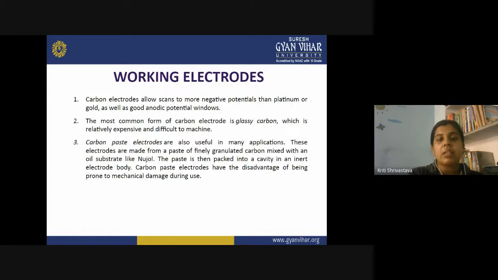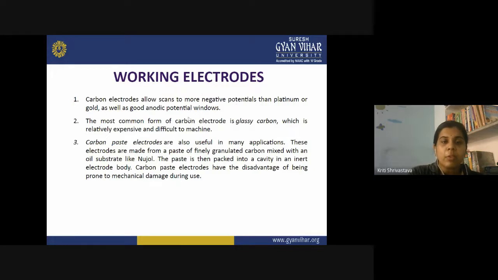Next, we have carbon electrodes. Carbon is a very good material when it comes to manufacturing your working electrode. They allow the scan to more negative potential than platinum or gold, as well as a good anodic potential window. If you compare them with the metal electrode, the metal can have only the good anodic potential window, but carbon can behave well in the anodic as well as cathodic potential window.